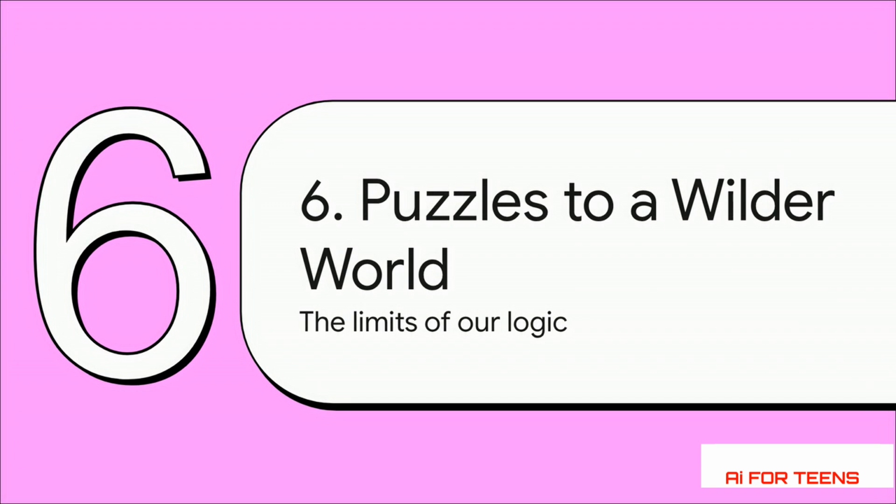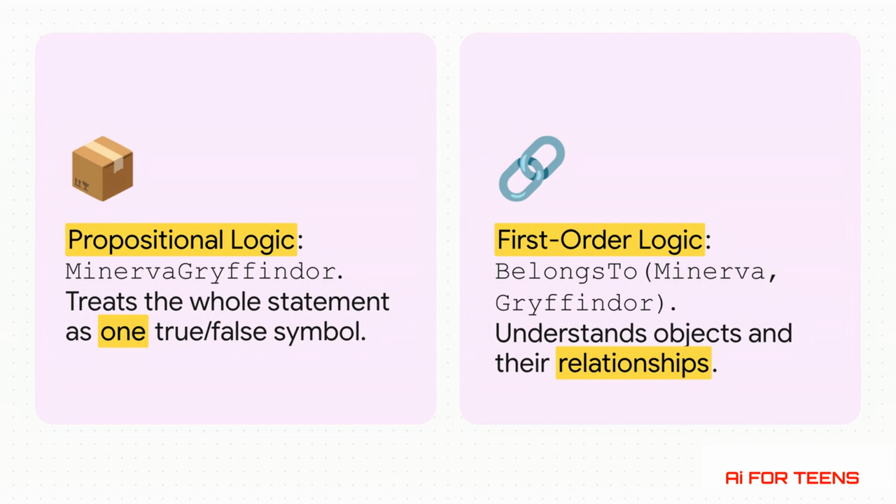So our AI detective is now a master of these logic puzzles. But, the real world isn't nearly this neat and tidy. What happens when the problems get a whole lot more complex? Well, this is where propositional logic starts to show its limits. A symbol like Minerva Gryffindor is just one single fact to the computer. It doesn't understand that Minerva is a person and Gryffindor is a house.